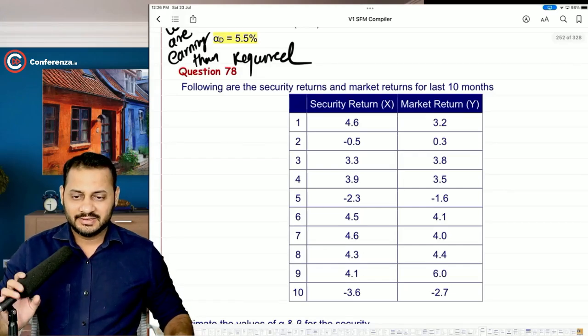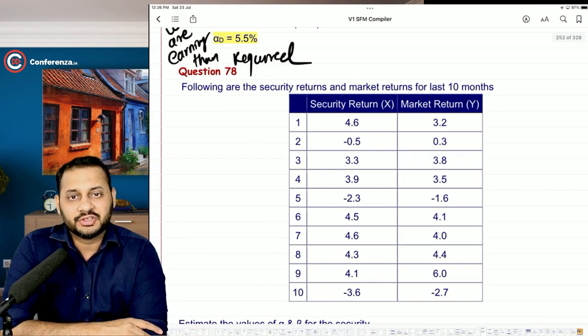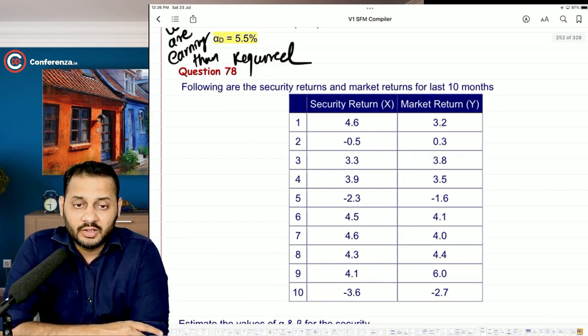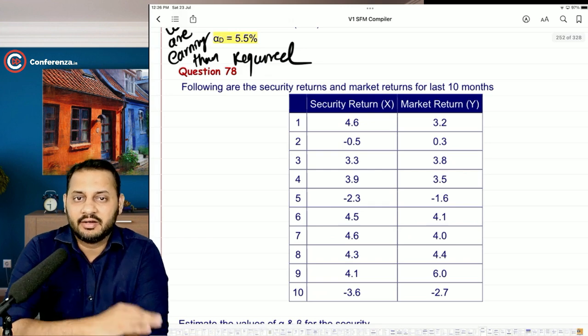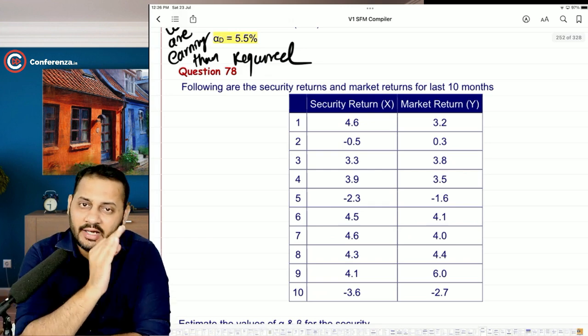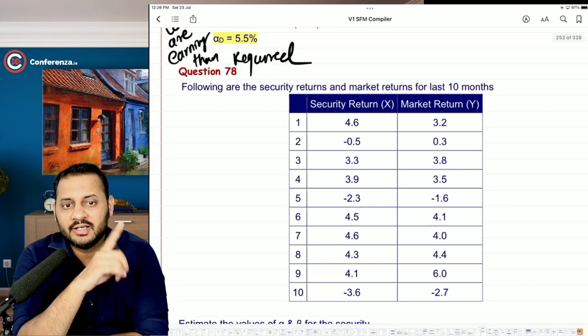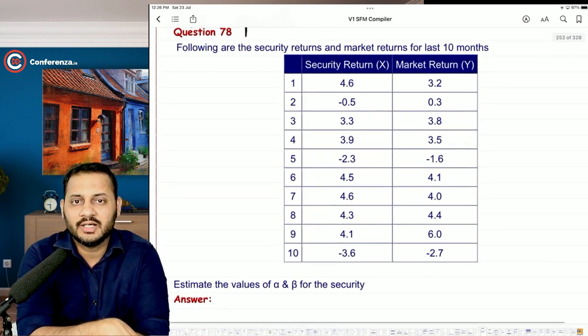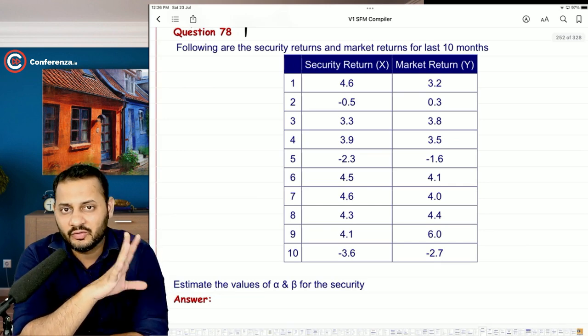So welcome back guys. In this new lecture we are going to continue with question number 78. There is nothing new in this question that we should be taking or learning. Basically, what is given in the question is the returns of the security and the market for 10 different periods: security X return and the market return. What has been asked is to calculate the alpha and beta of the security.